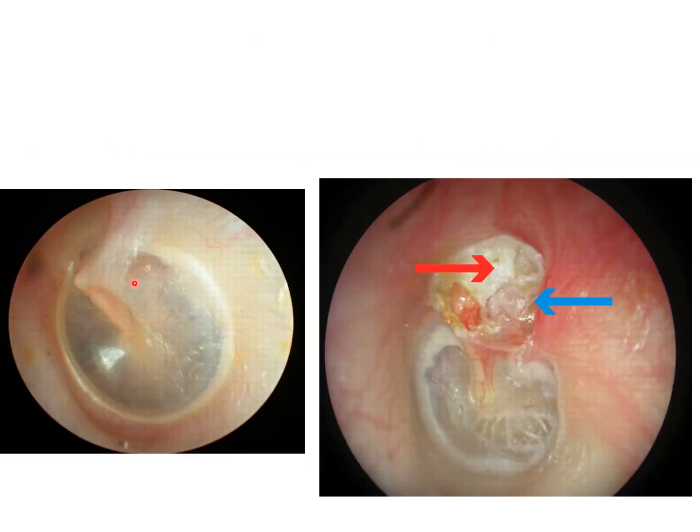So if we see in this picture, this is the normal eardrum, this is pars tensa, and this is pars flaccida or the attic region. And in this picture you see the pars tensa is intact, but there is a big hole or perforation with cholesteatoma in the pars flaccida.